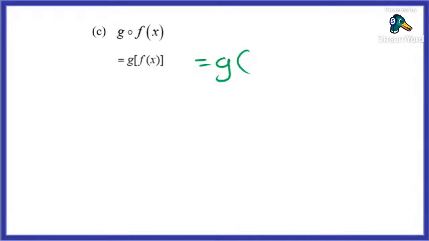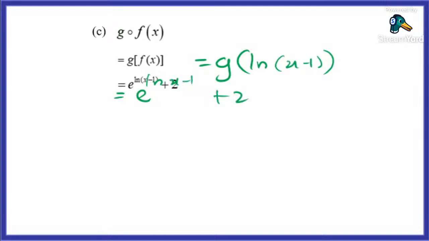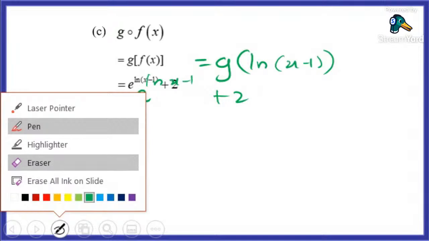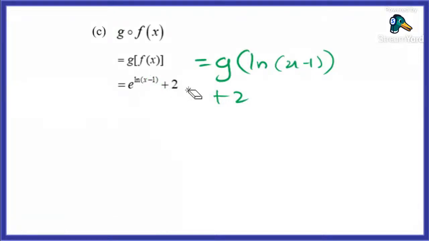Sekejap saya check, saya pun tak ingat. f kita adalah natural log of x minus 1. So g kita adalah e kuasa x. Jadi natural log of x minus 1 plus 2. Betul kan? Okay. So kita dah ada f dan g, kita dah ganti dah.